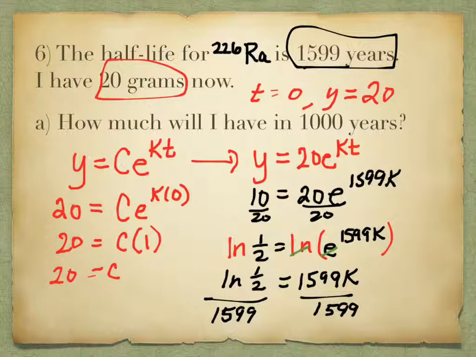So your calculator can do all that for you just fine. Natural log 1/2, hit enter, and then divide by 1599. K value to 4 decimals, what do you get? Oh, this one's a weird one. Somebody tell me what your K value is, what it says in your calculator. Let's start there.